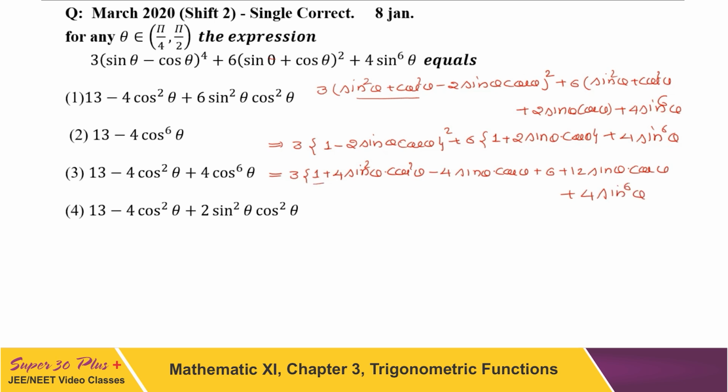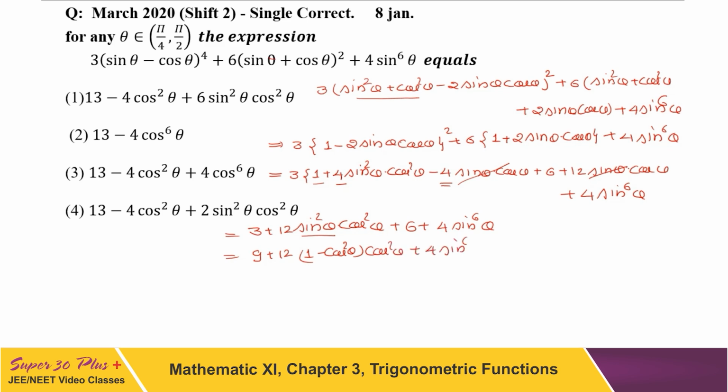Here the 12 sinθ cosθ terms also cancel out, means this 12 and 12 cancel out. Now simplify it. It is 3 plus 12 sin²θ cos²θ plus 6 plus 4 sin⁶θ. Now simplify it. 3 plus 6 is 9, plus 12 sin²θ, which can be written as 1 minus cos²θ, means it is (1 − cos²θ) into cos²θ, plus 4 sin⁶θ.